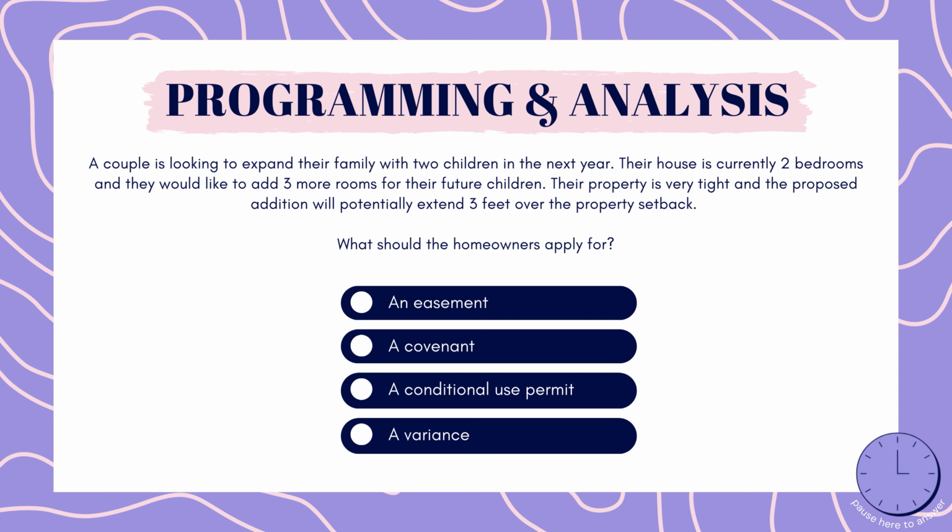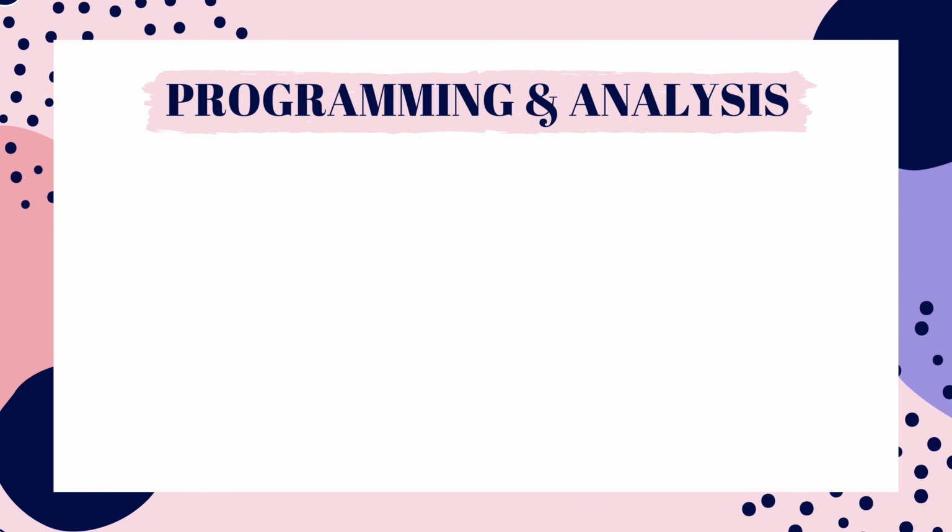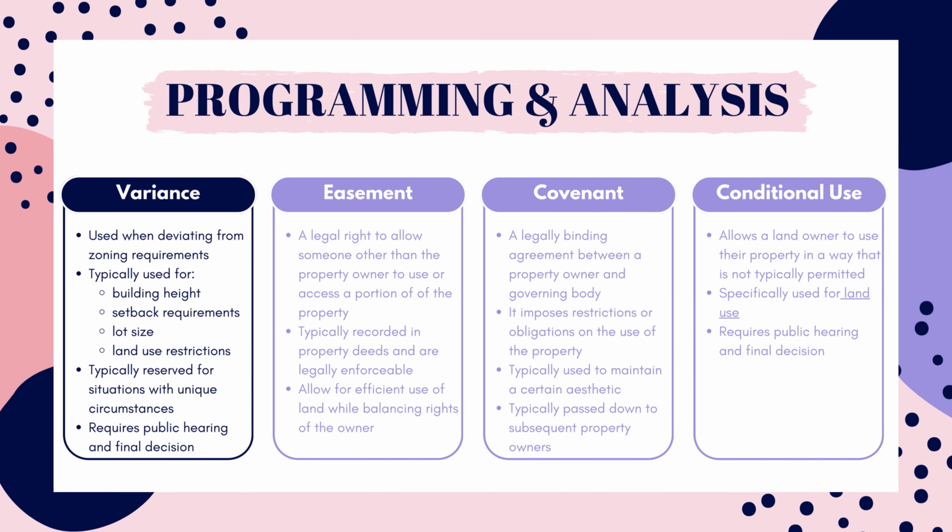And the correct answer is a variance. A variance is used when zoning requirements do not address unique situations. I remember this by telling myself it's varying from zoning requirements. It's typically used when projects don't meet the required building height, setback requirements, floor area ratio, or lot size.